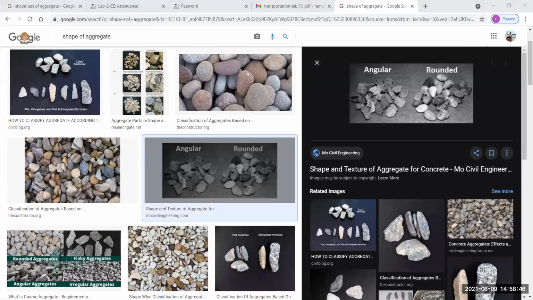Here you see, this is your angular aggregate, this is your angular aggregate, this is your rounded aggregate. Here in this figure, is it visual to all? Rounded aggregate, flaky aggregate, angular aggregate and irregular aggregate. Irregular means a mixture of all things, that means rounded, flaky and angular aggregate all. So these are the four shapes of aggregate: rounded aggregate, angular aggregate, flaky aggregate or elongated aggregate.